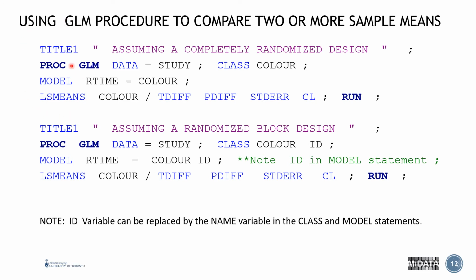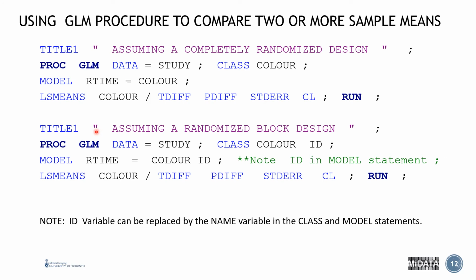We're going to do the analysis 2 ways. The first way, assuming a completely randomized design. And the second way, assuming a randomized block design. The difference is that in the completely randomized design, there is one person for each measure, whereas in the randomized block design, each participant, each person, repeats for both red and green.